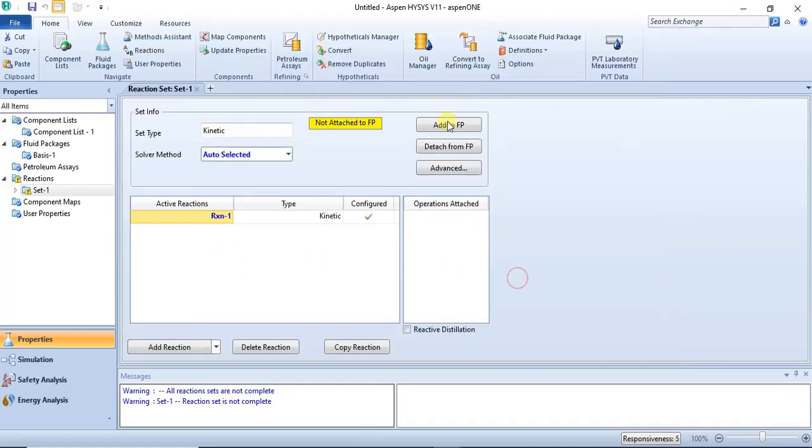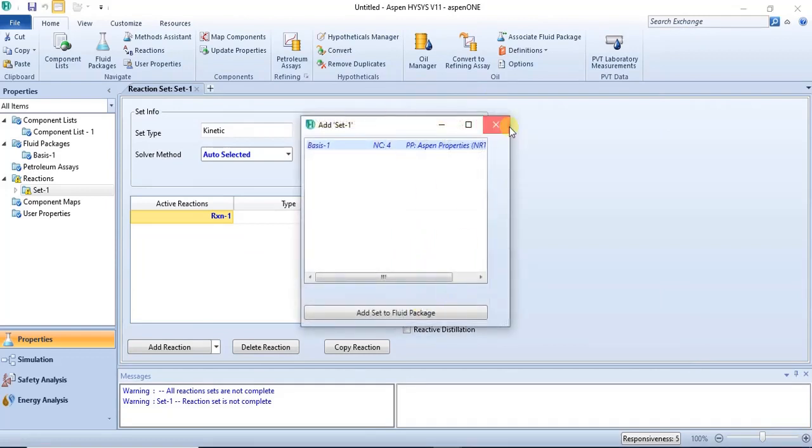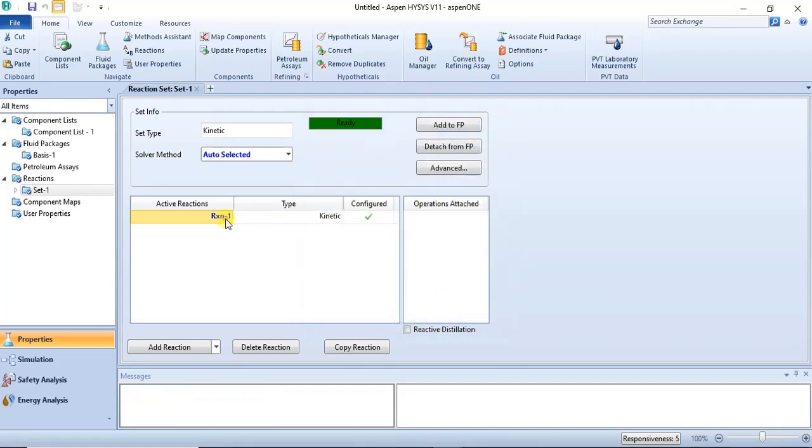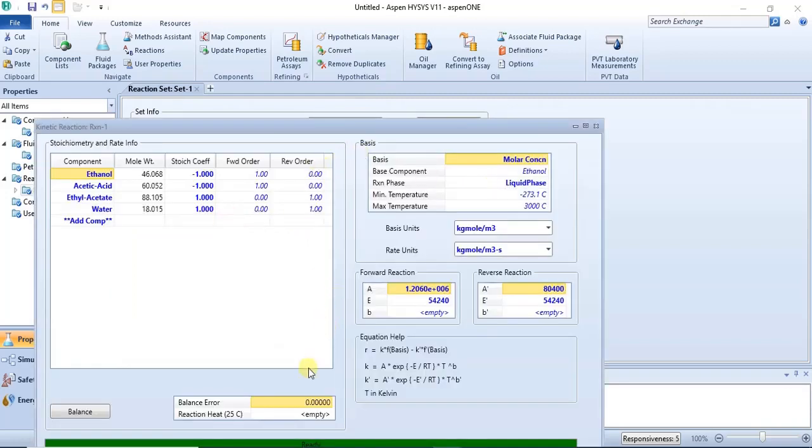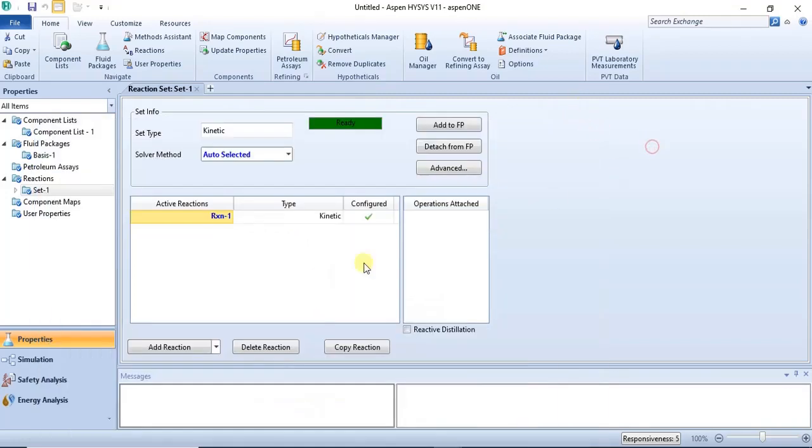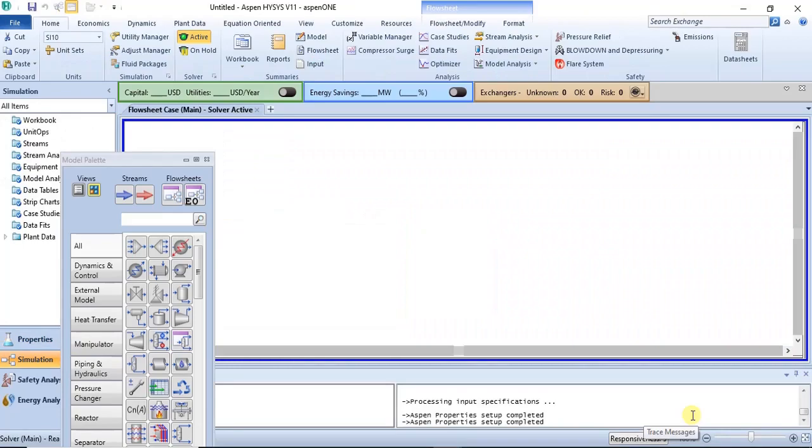Then we can now attach to fluid package. So attach to fluid package, just click on this and then you click on add and you are ready. So basically that's it. So we can now move over to the simulation environment to model the process. So this is our simulation environment.